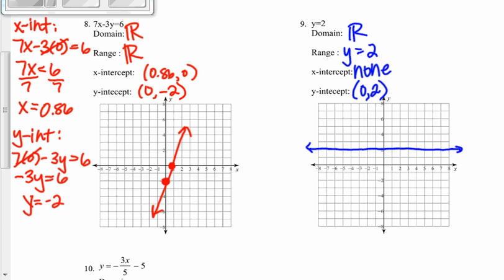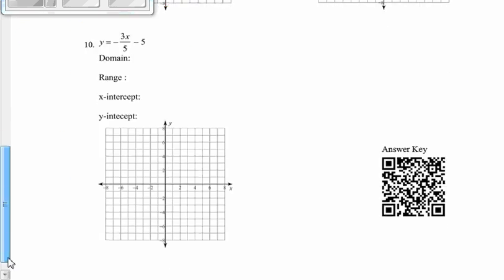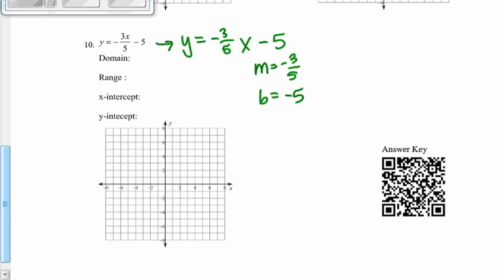And then our last problem here at the bottom, number 10, is in slope-intercept form. I know this looks kind of strange, but I'm going to write it slightly differently. y equals -3/5 x minus 5. So the slope is -3/5. The y-intercept is -5. So if we have slope-intercept form, we're going to make our y-intercept at -5. I'm going to start there and then use our slope. So go down 3, 1, 2, 3, over 5, 1, 2, 3, 4, 5.